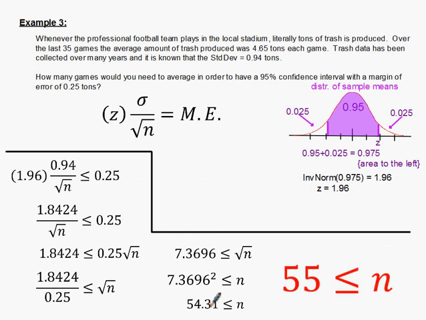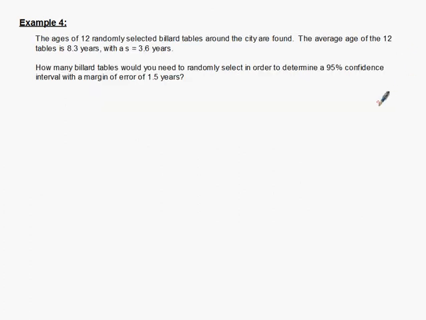Again, notice that from 54.3 we always went up to 55 in order to get the margin of error we're interested in. Now in this case, z-score and normal distribution verified. What happens if that is not the case?